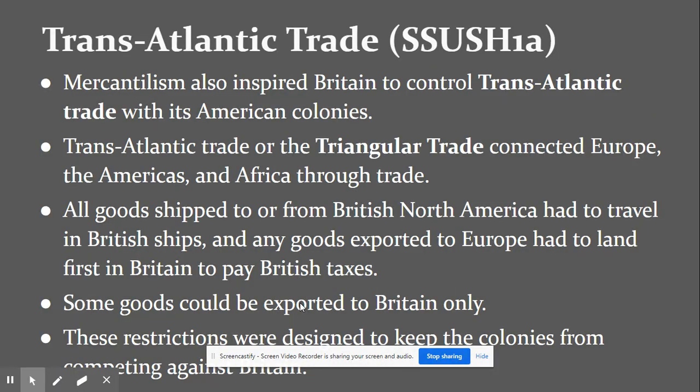Okay. So, transatlantic trade. So, mercantilism, because of the need for raw materials, the need to produce manufactured goods, they are going to use it to create the transatlantic trade with the American colonies. Also known as the triangular trade, like I already said before, it connected Europe to the Americas, but also to Africa. So that's how you get the triangle. So go from like Europe down to Africa, across to the Americas, back up. All goods shipped to and from British North America had to travel in British ships and only on British ships. Understand that. Nobody else could do it.